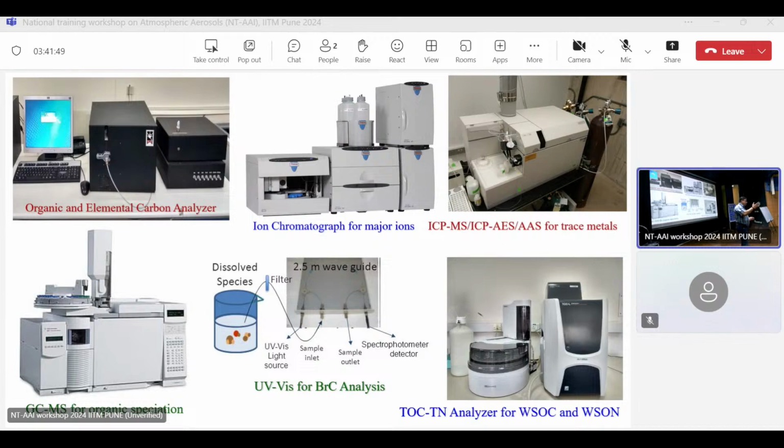With ICP-AES, you can go to sub ppm level. With flame AES also you can go to sub ppm or ppm level. So again, depending upon what you are measuring, accordingly you select.